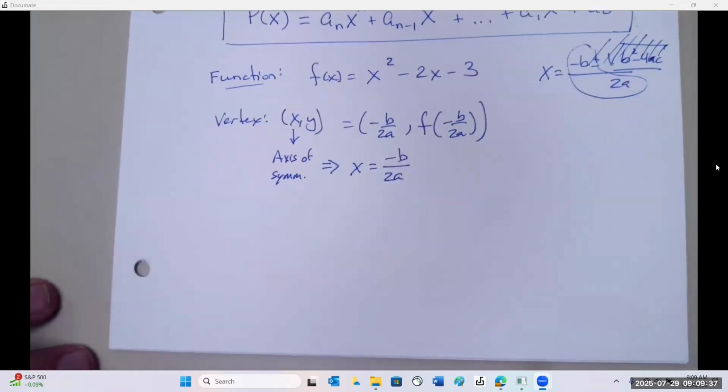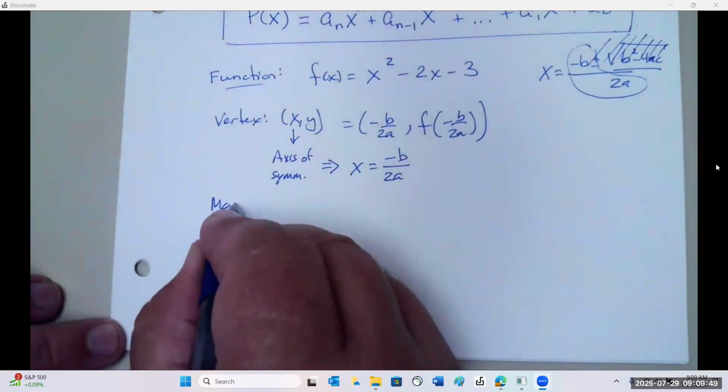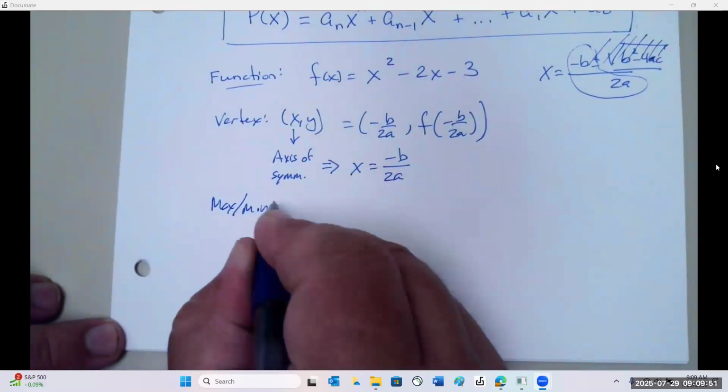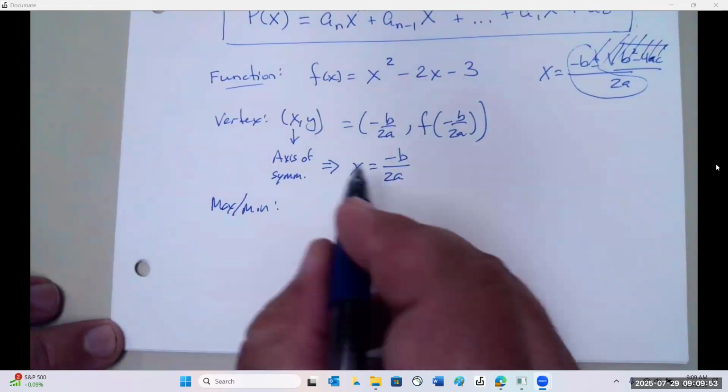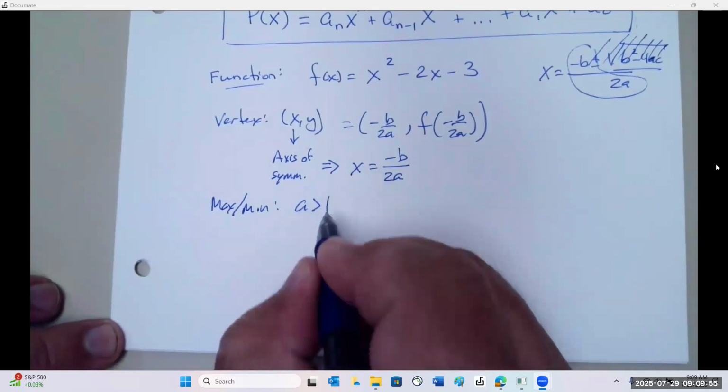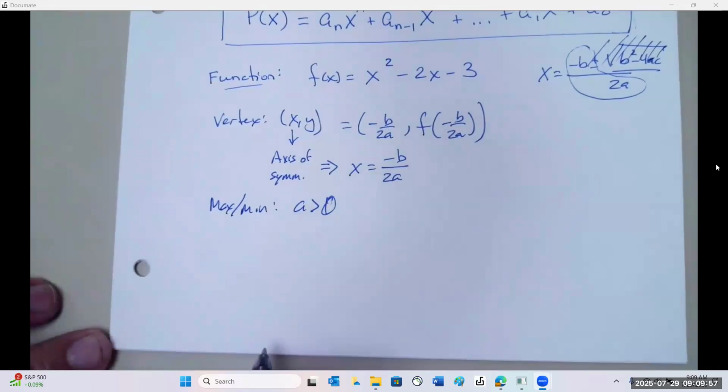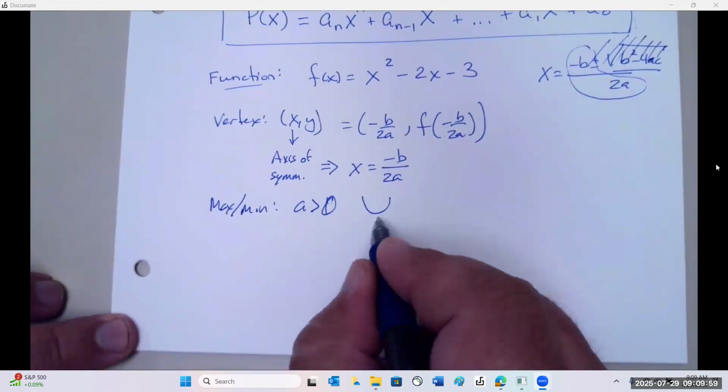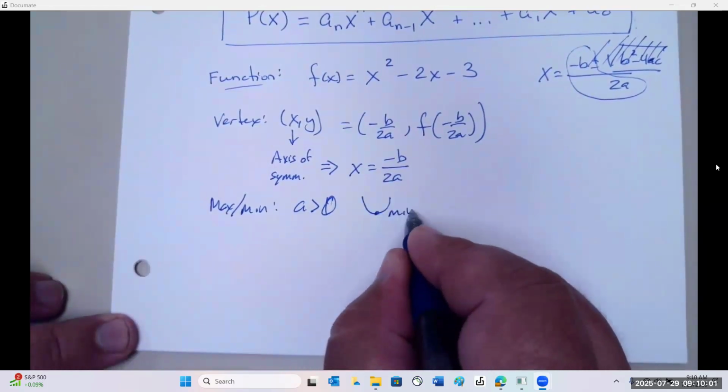What else can you tell me about this by looking at it? Okay, do we have a max or a min? Why? Because a is positive, a is greater than 0, it is 1. It opens up. So we have a minimum. Very good.